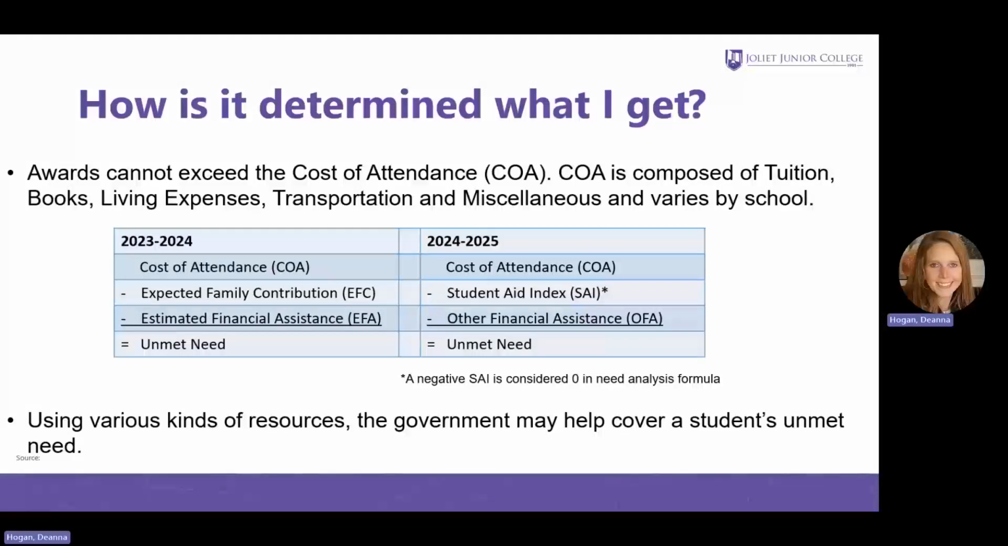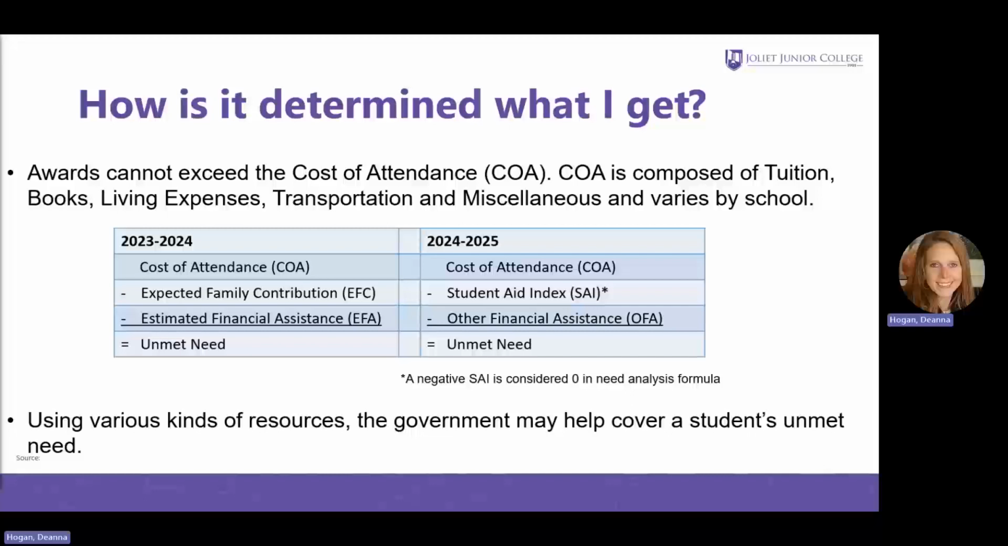In 2024-2025, to determine what type of financial aid awards the student will be eligible for, the school will take their cost of attendance and subtract the SAI amount that was calculated from the student's FAFSA. If the SAI is a negative number, a SAI of 0 will be used in this calculation.